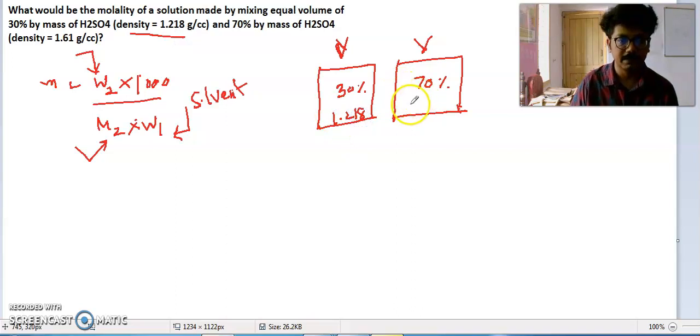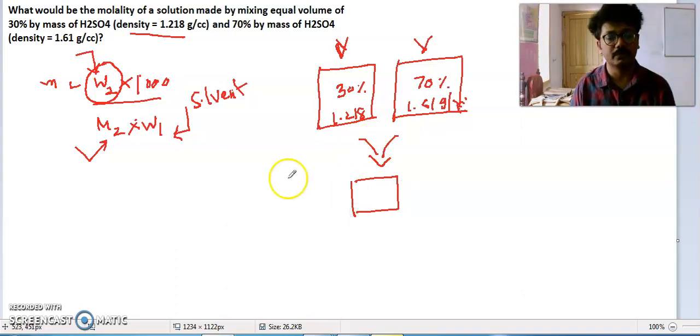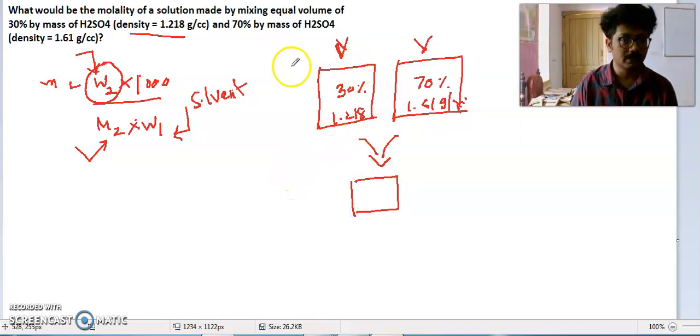1.218 gram per ml, and here it is 1.61 gram per centimeter cube, or gram per ml. Now if I want to find this molality, I need the total mass of H2SO4 of both of the solutions, because I am adding them into one another to make the resulting solution whose molality I have to find. So I require the total mass of H2SO4, and side by side I also require the total mass of water in both solutions.